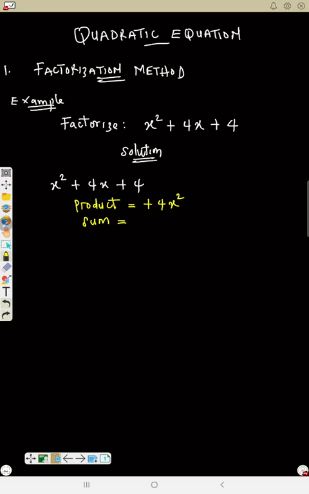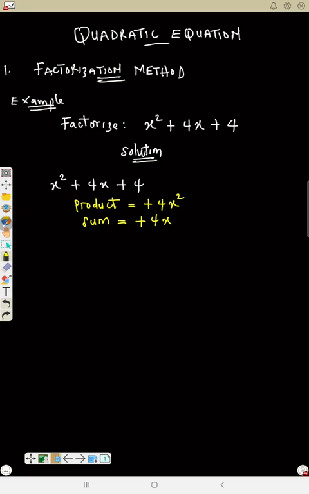So the next one, the middle term here is your sum. So what's the middle term? We have plus 4x. Carry the sign along. You see that the plus 4x is what you have there in the middle. So that means the middle is plus 4x. Again, product is what? Multiply the first term by the last term, while the middle term is the sum.